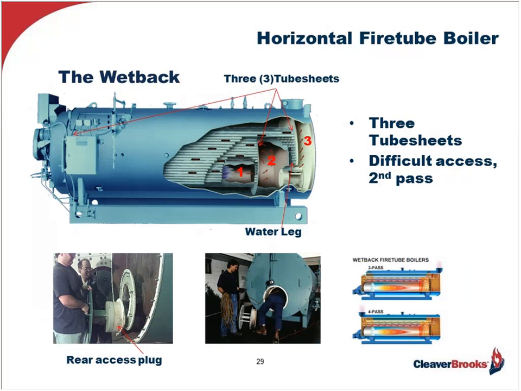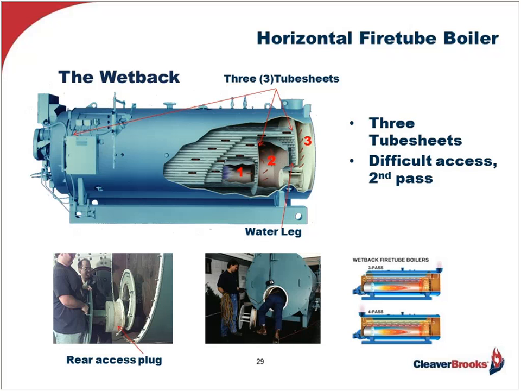The other horizontal fire tube is referred to as a wetback because of the water leg found between the turnaround plate and the rear tube sheet. Now, this eliminates the heavy refractory rear door found in the dryback and replaces it with a much smaller refractory-filled plug or access way, which is also seen in the picture on the screen.